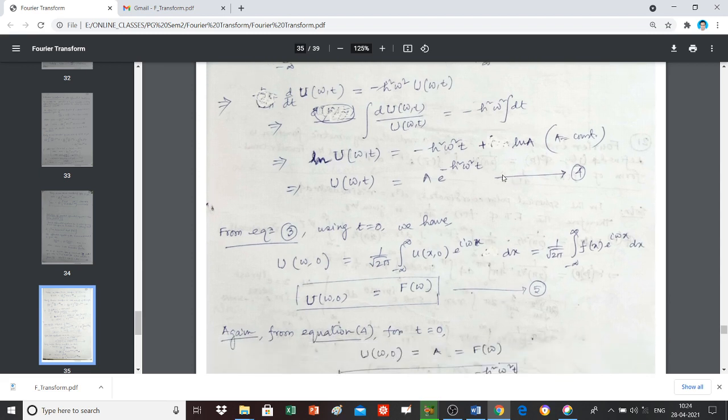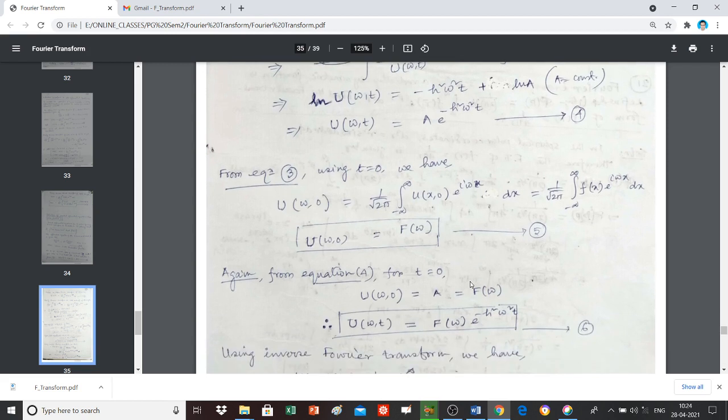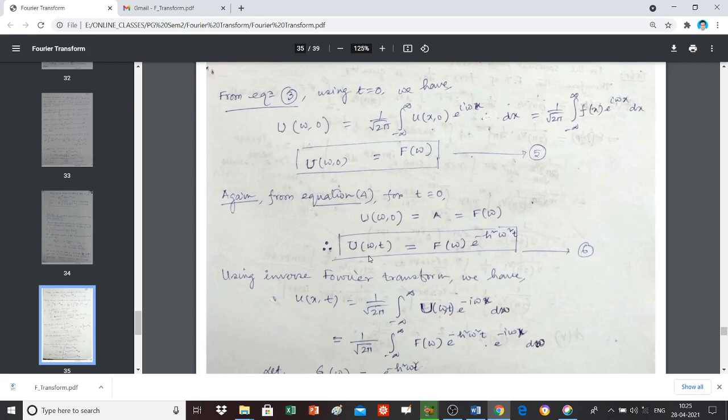Taking equation number 4 and writing t equal to 0 in this equation, u(ω, 0) is equal to a e^0, and e^0 means 1, so only a. Also you have seen that u(ω, 0) is equal to f(ω). So a is equal to f(ω). Therefore from equation number 4 we can write u(ω, t) equal to f(ω) e^(−h²ω² t). So in this case we calculated the value of u(ω, t).